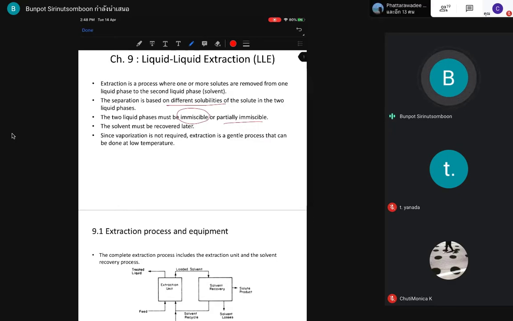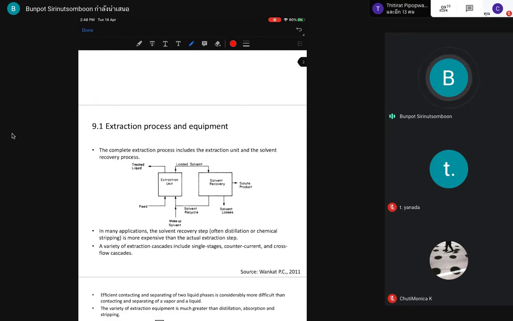And since in this process we don't need to use any vaporization, we don't need to apply any heat, this process can be done at low temperature, and you don't need to use a lot of energy for this process. And this is one example of the process that you can see in chemical plants.